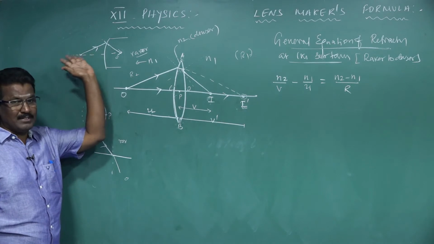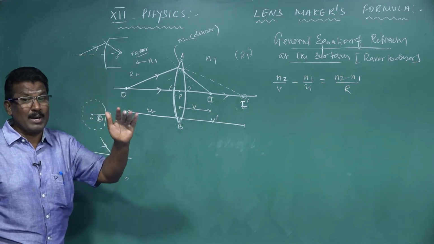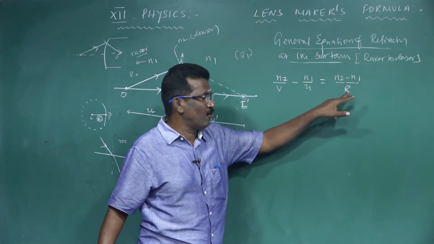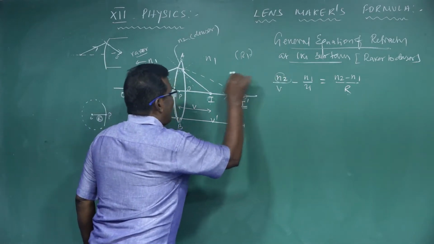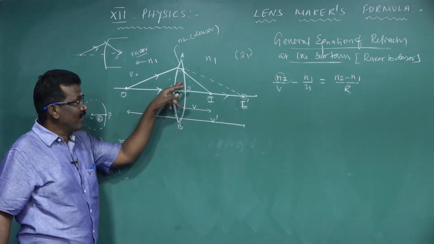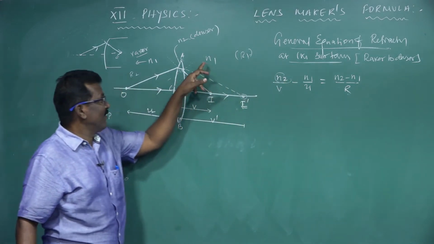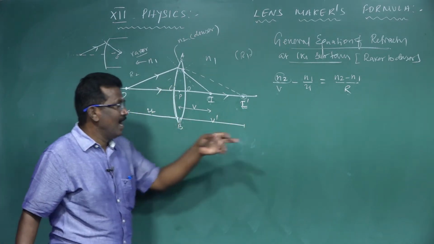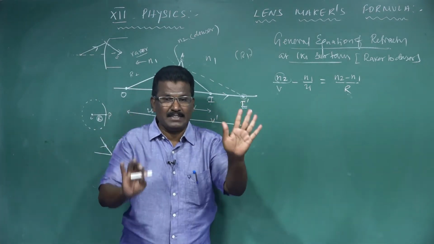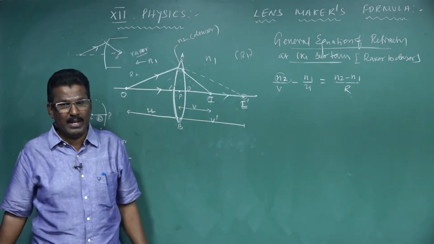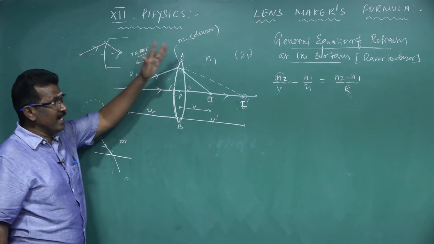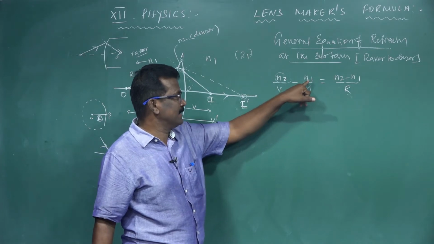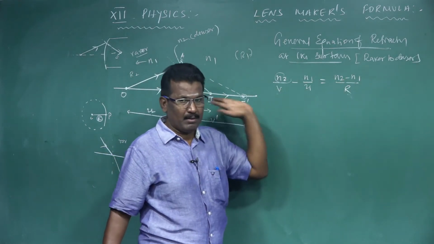If a ray of light from the source is incident on any one spherical surface made of any medium other than air, the formula is N2 by V minus N1 by U is equal to N2 minus N1 divided by R. N2 represents the refractive index of the glass or lens, N1 represents the refractive index of the air, V is the image distance, U is the object distance, and R is the radius of curvature of the given surface. This is the general formula for only one surface, a ray coming from rarer to denser medium.